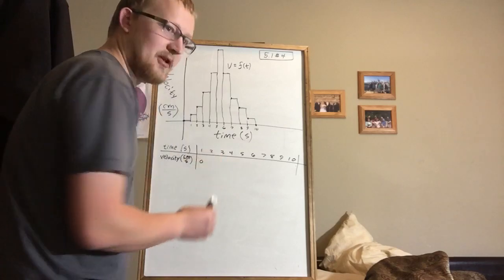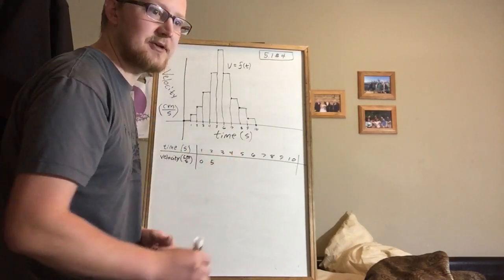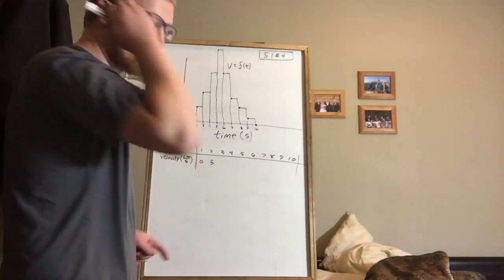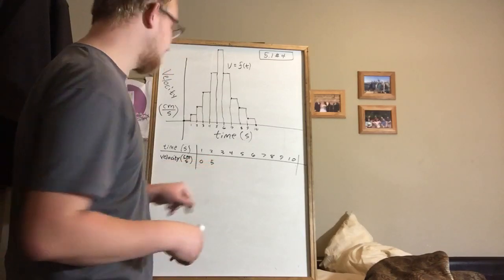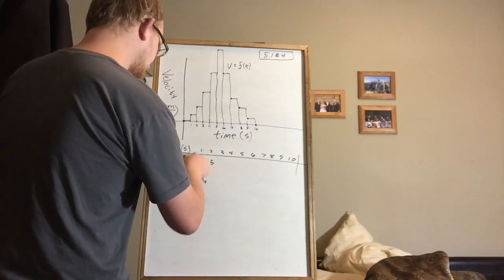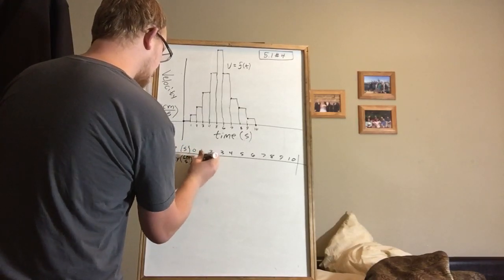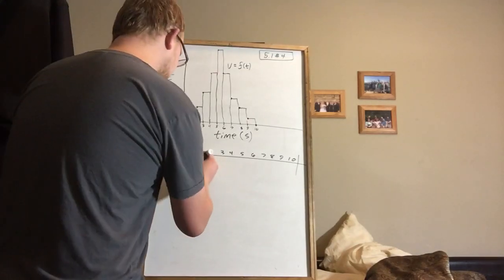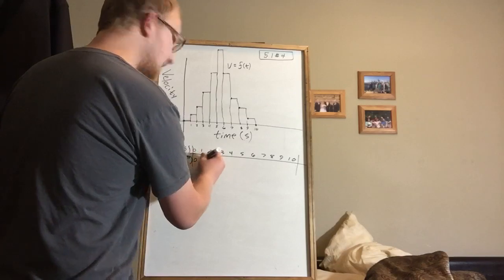At second 1, velocity is 0 centimeters per second. At 2 seconds, it's 5 centimeters per second. At 3, at 0, it's 0. They start at 0. I'm sorry. Okay, so in seconds, we have second 0 all the way up through 10. So at second 0, we have 0 centimeters per second. At second 1, we have 5.